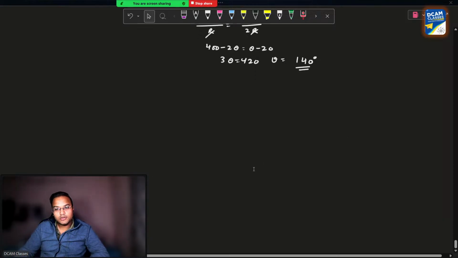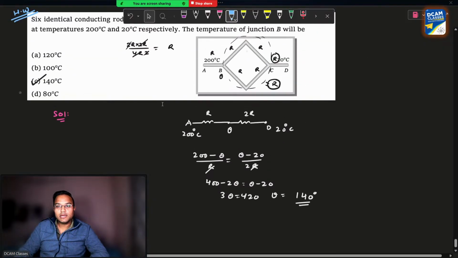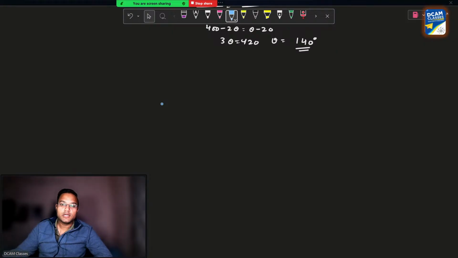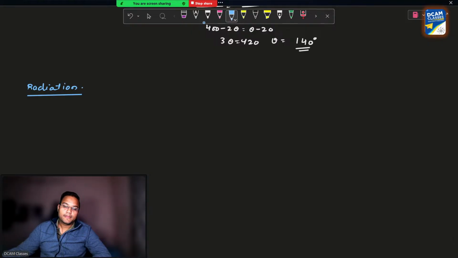Now let's move on to the next concept. Then we'll solve some questions. The next part is convection, which I think I taught you in the previous class. Questions won't come on convection much. Only theoretical questions will be asked. Now the concept that you need to study is radiation. Radiation is heat transfer using electromagnetic waves. It requires no medium.